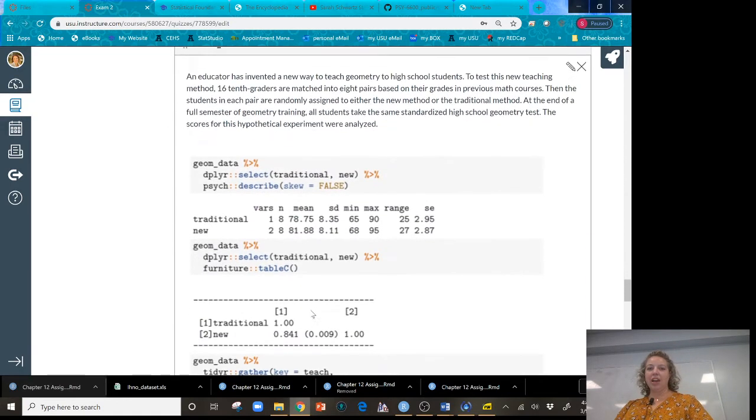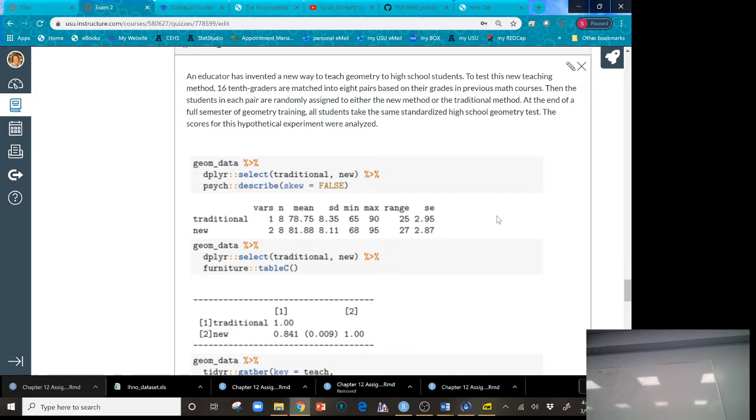Yay. Okay, last part. I used to teach high school math, so this is interesting to me. So they have the traditional way and the new way of teaching geometry. Why would they have done a paired test in this? Did they do it paired? Yeah. Why would they do a paired test in this case?